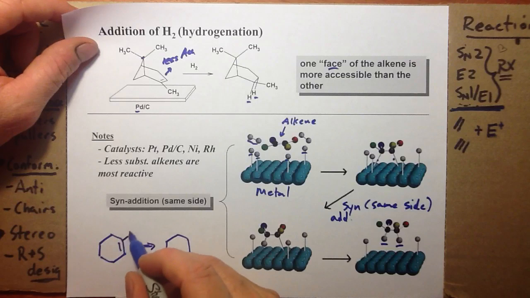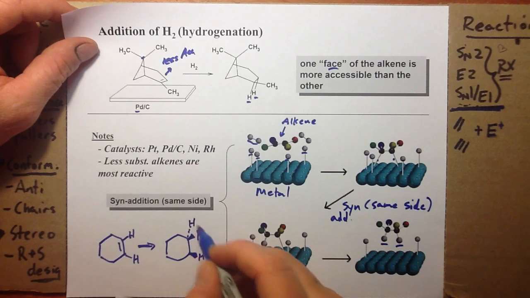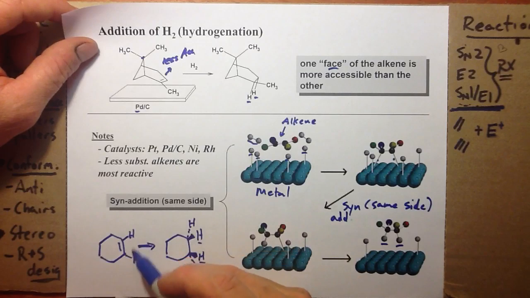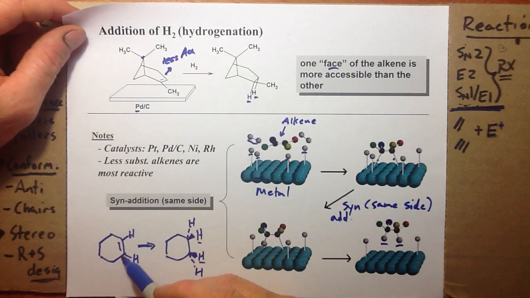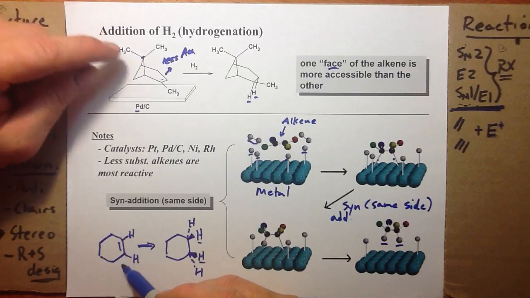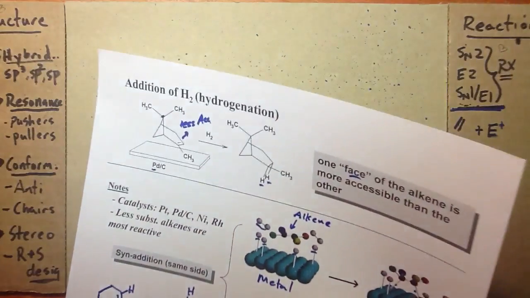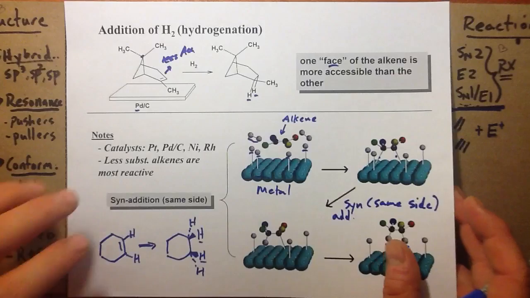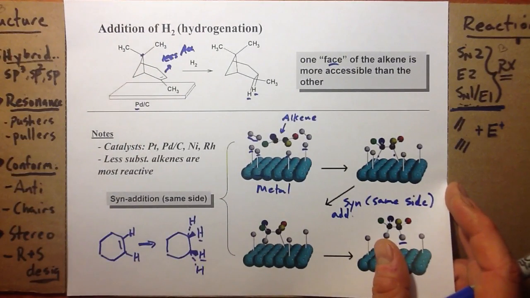We can show the hydrogens that are coming in as being wedge, and these as dash, but it doesn't matter. Both faces of this alkene are equally accessible. Here they were not. Alright, that's our discussion of reduction, just addition of hydrogen across an alkene. This is called hydrogenation. We have to have a metal catalyst to catalyze this reaction.